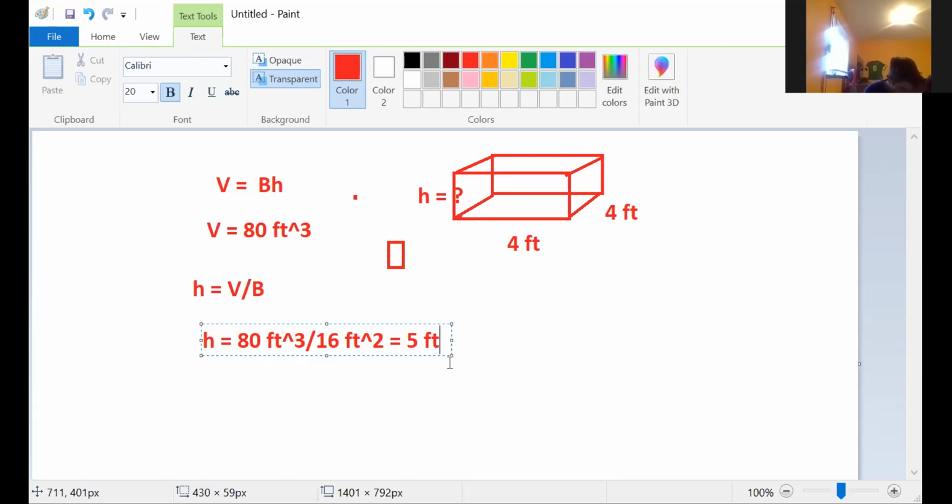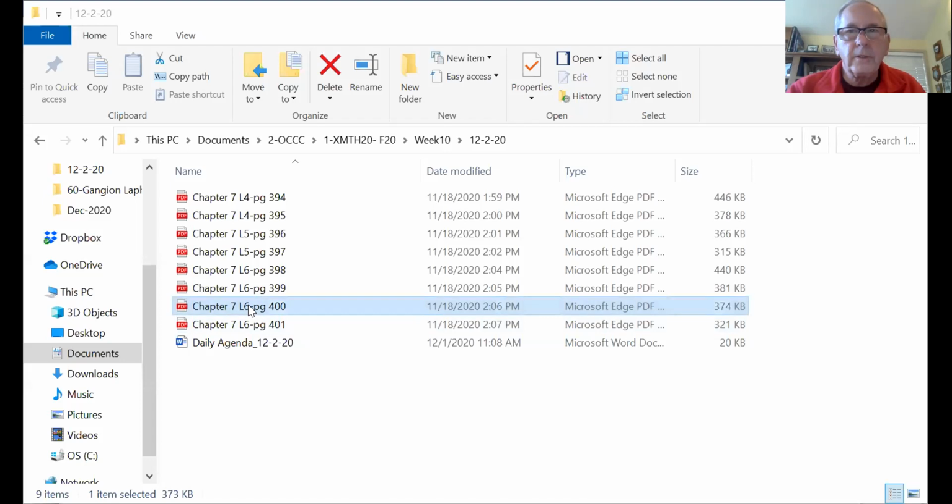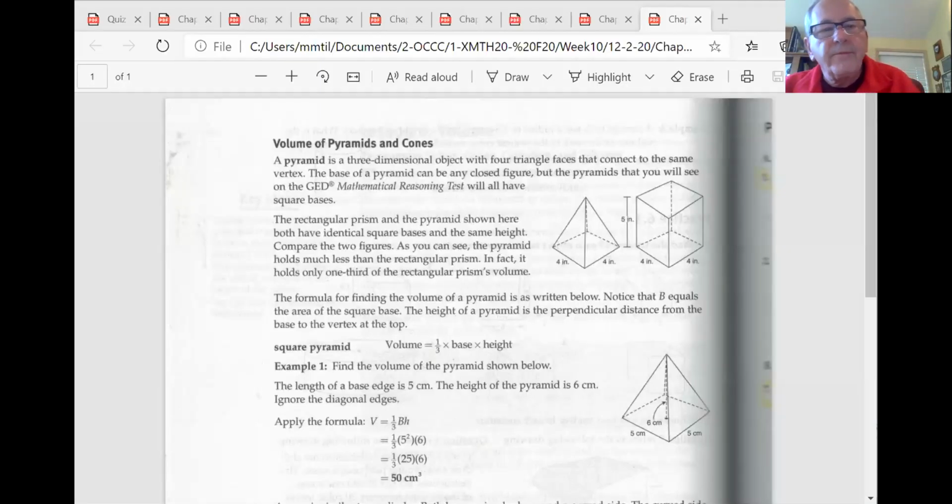Okay. So I'm going to stop sharing that, and we'll go on to the next page, the next part. Okay, one more little lesson to go here. I realize it's a lot of stuff. Okay, volume of pyramids and cones. Don't worry about memorizing the formula, but know how to use the formula, right?